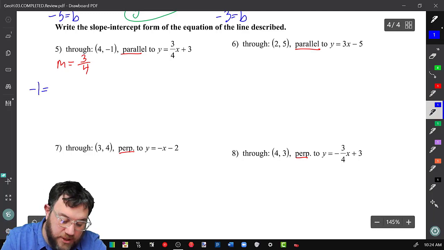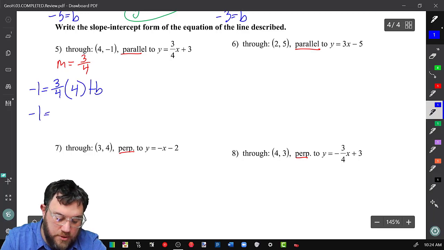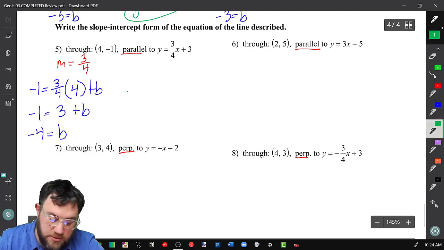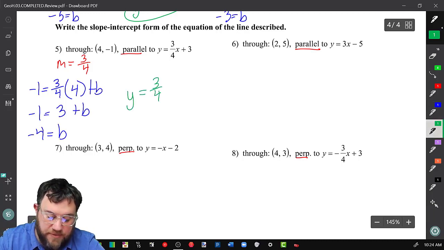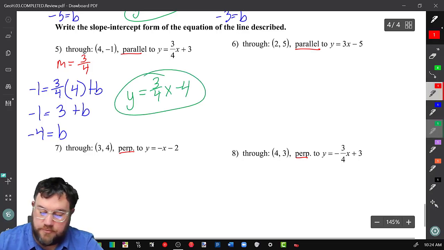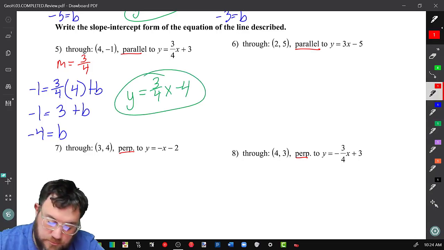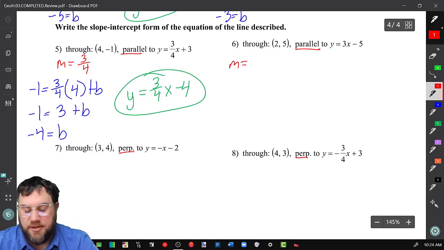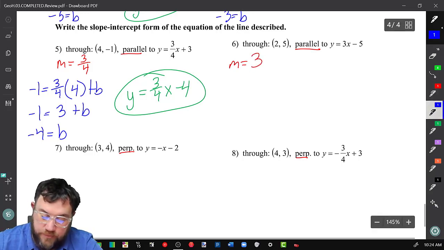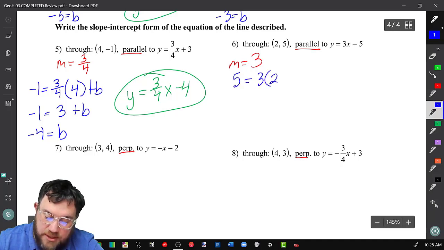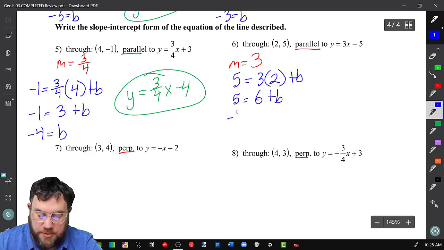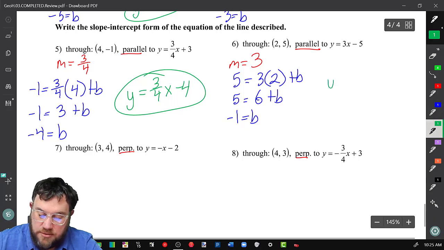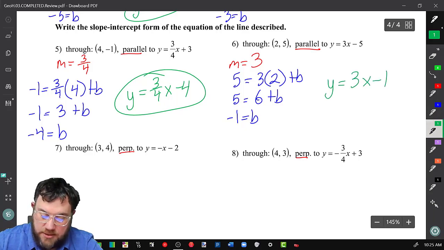So we can say negative 1 equals 3/4 times 4 plus b. Negative 1 equals 3 plus b. So negative 4 equals b. So our line is y equals 3/4 x minus 4. Number 6, again, they're parallel, so our slope is 3. So we have 5 equals 3 times 2 plus b. 5 equals 6 plus b, subtract 6 from both sides, so b is negative 1. So we have y equals 3x minus 1.